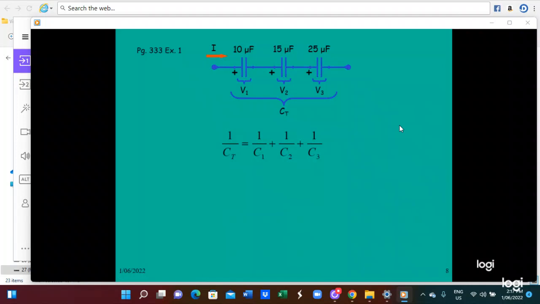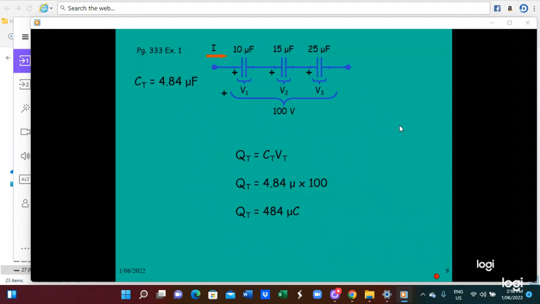Take 10 microfarad, 15 microfarad, 25 microfarad connected in series. So 1 by CT equals 1 by 10 plus 1 by 15 plus 1 by 25. So CT equals 4.84 microfarad. Then QT equals CT multiplied by VT. With a supply voltage of 100 volt, QT equals 4.84 multiplied by 100, so you get 484 microcoulomb.